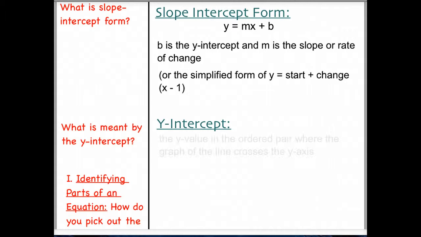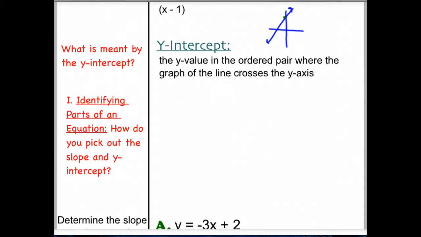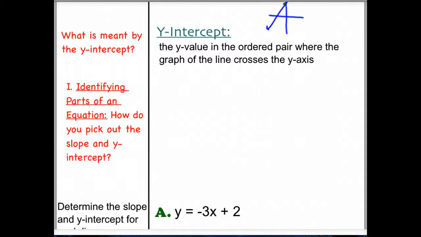So what is the y-intercept? The y-intercept is the y value in the ordered pair where the graph of the line crosses the y-axis. So if you have a graph here and a line, we want to know where it crosses the y-axis, and that would be at this point here. So that's what it means by the y-intercept. So we want to identify parts of an equation. How do you pick out the slope and the y-intercept?